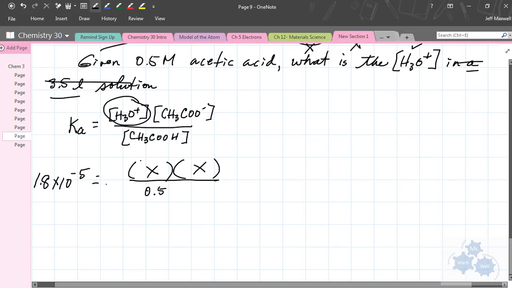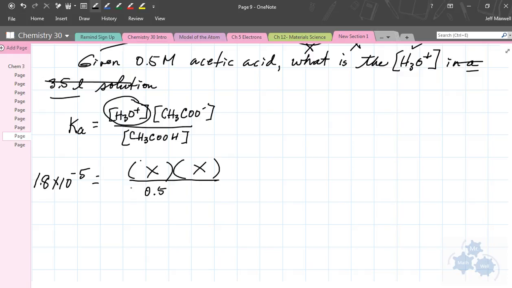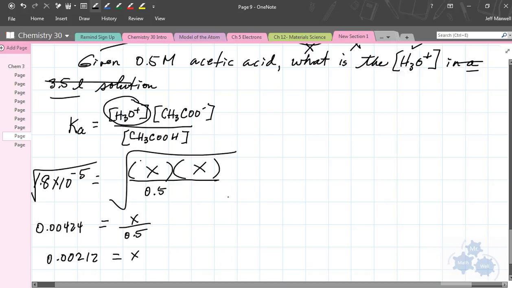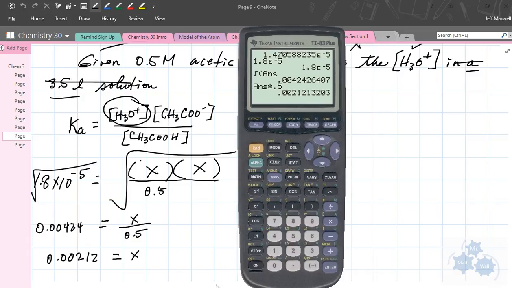So you solve for x, and I'll give you a second to do that. Go ahead and solve for x here, so we get the same value. Okay, did you get something like this? Does that agree with what you got? Let's see if we did that right. So we've got 1.8 times 10 to the negative 5. Take the square root of that. You should get 0.00424264 equals, this was x squared.